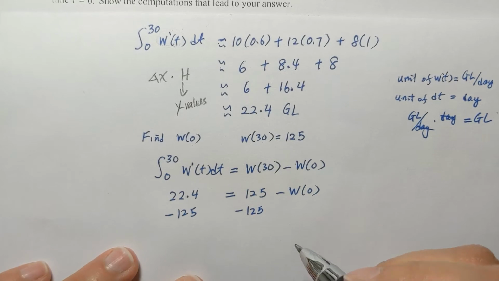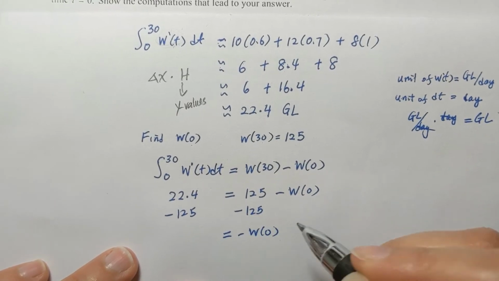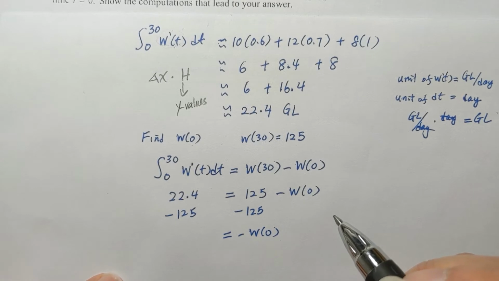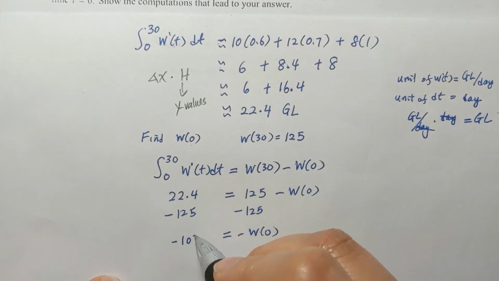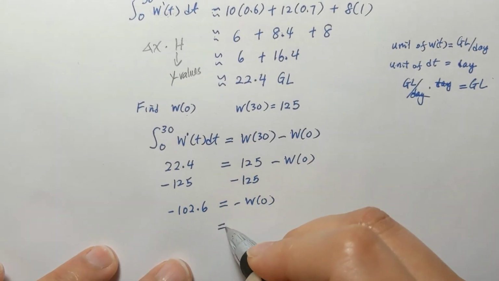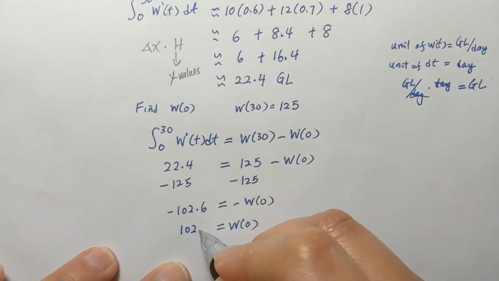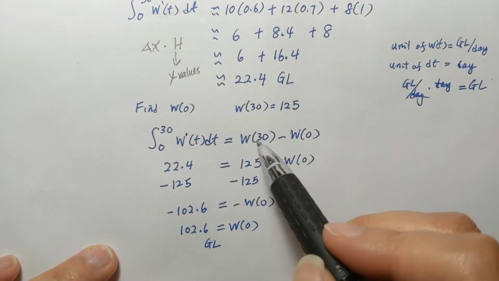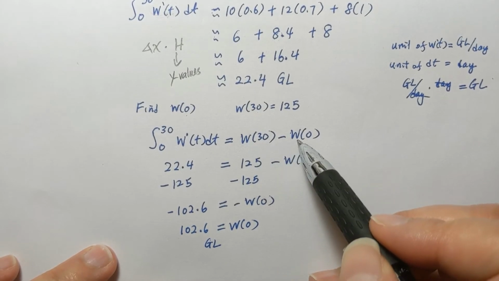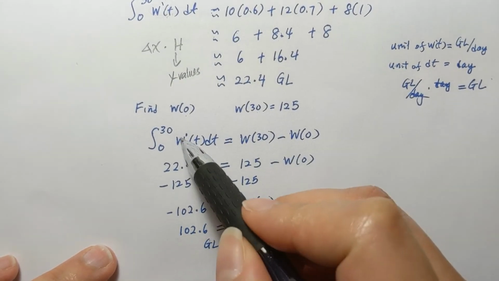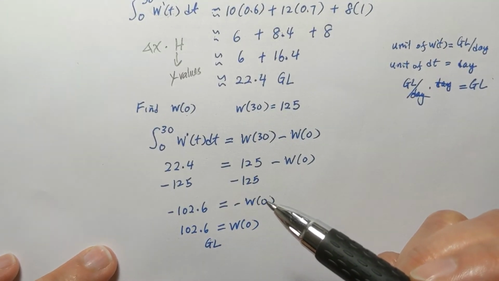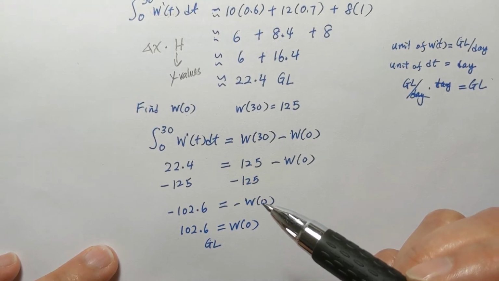One more time, if you're allowed to use a calculator, you definitely use your calculator. And in this AP exam, you're allowed to use a calculator for all the questions. So we subtract, and we're going to get negative 102.6. And then we divide by negative on both sides. And the unit is GL, because W has the unit of GL, and W has a unit of GL. You subtract, you get GL. And definitely this is the unit of GL. So we finished finding W of 0, and we finished part B.